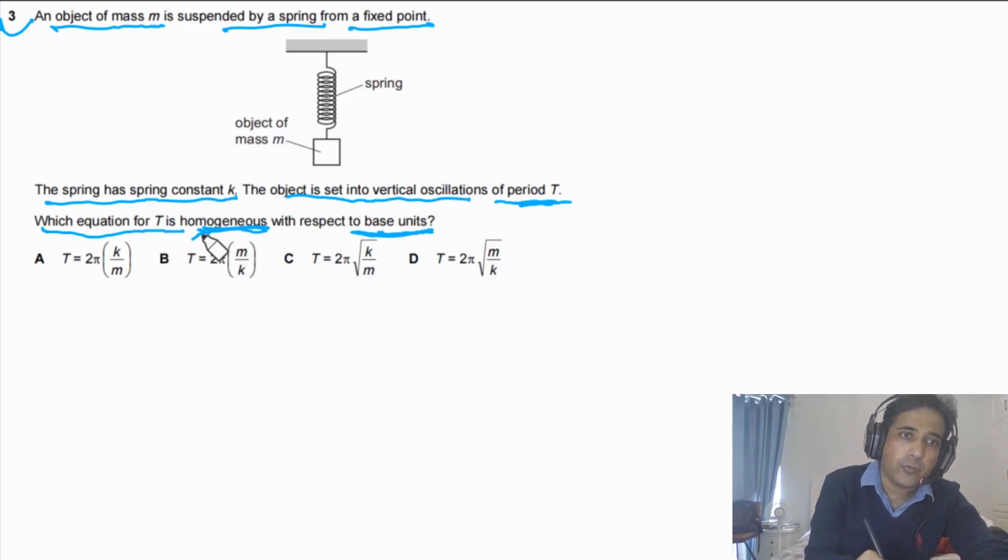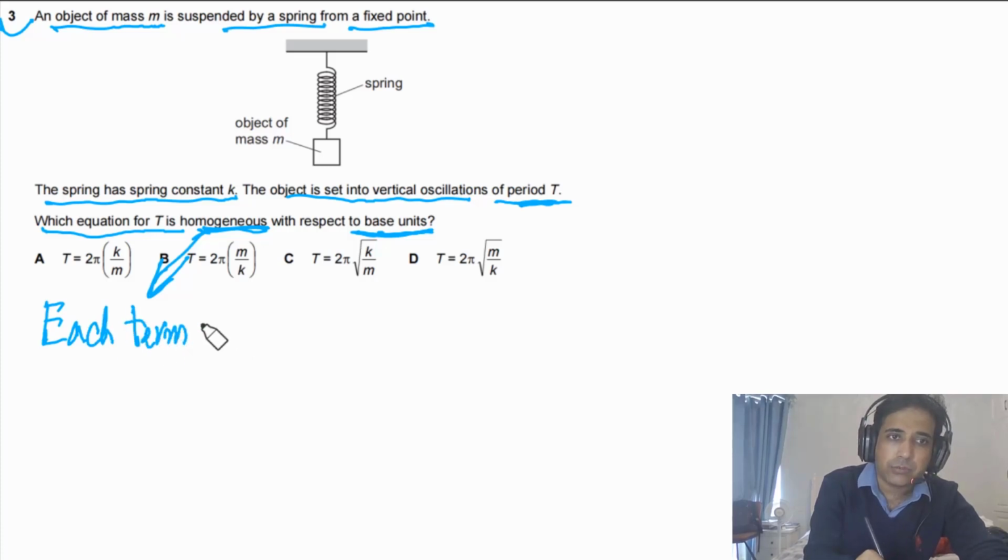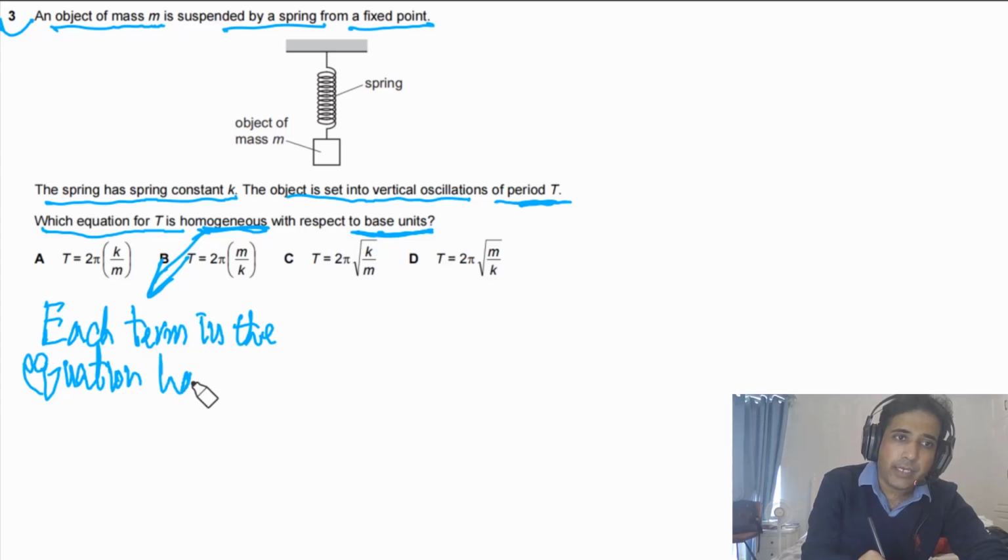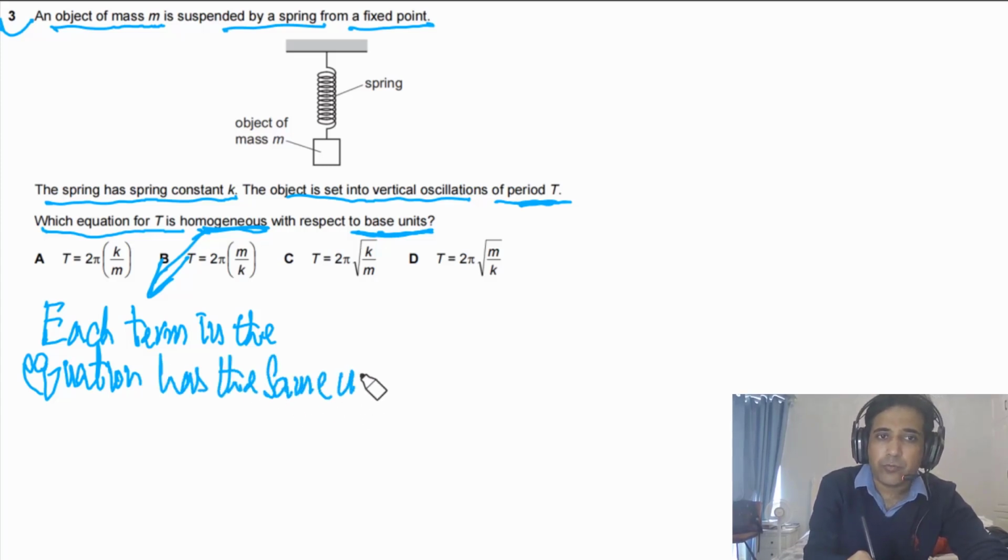So what is the meaning of homogeneous? Homogeneous means that each term in the equation has the same units. So this is the first thing, has the same units. This is the meaning of homogeneous in a very simple way.